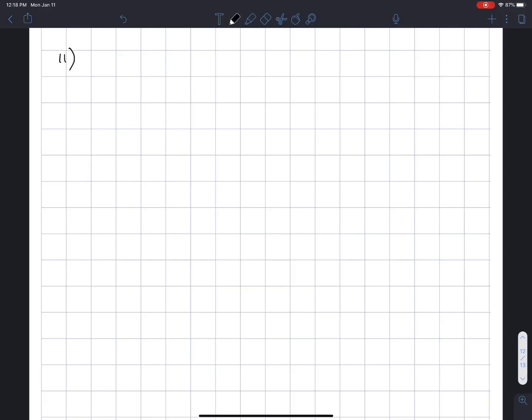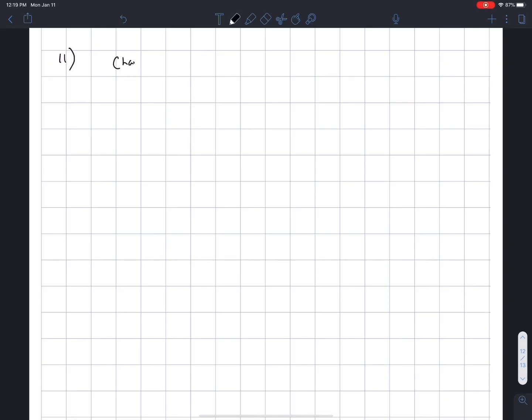Okay, moving on to question 11. The temperature changed from negative 26 at 4 a.m. and warmed to 10 degrees Celsius at 1 p.m. on the same day. Find the rate of change in temperature between 4 a.m. and 1 p.m.